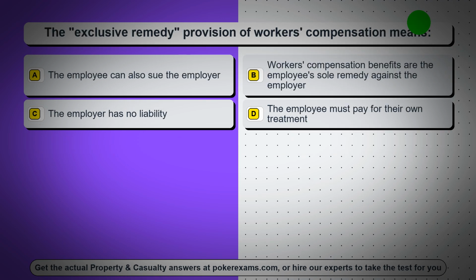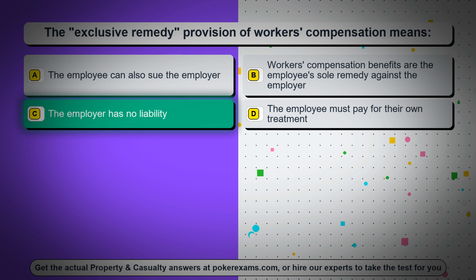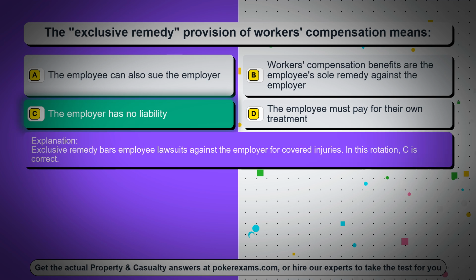Question 29. The exclusive remedy provision of workers' compensation means option A, the employee can also sue the employer, option B, workers' compensation benefits are the employee's sole remedy against the employer, option C, the employer has no liability, option D, the employee must pay for their own treatment. The correct answer is option C, the employer has no liability. Exclusive remedy bars employee lawsuits against the employer for covered injuries. In this rotation, C is correct.